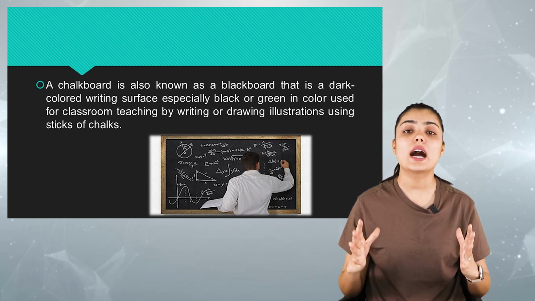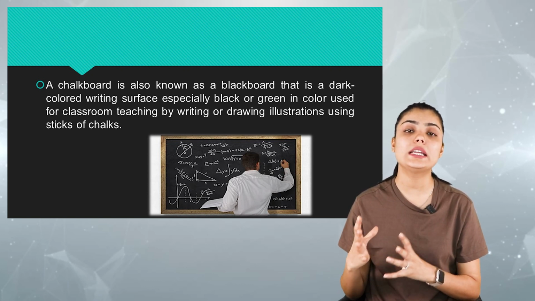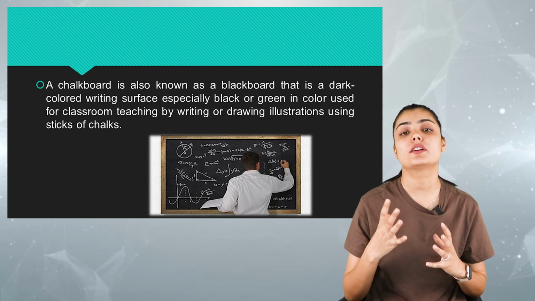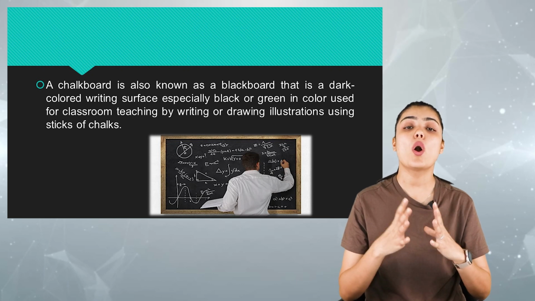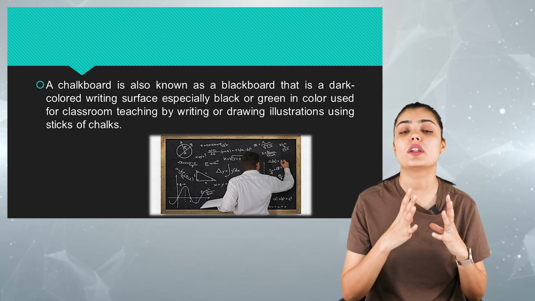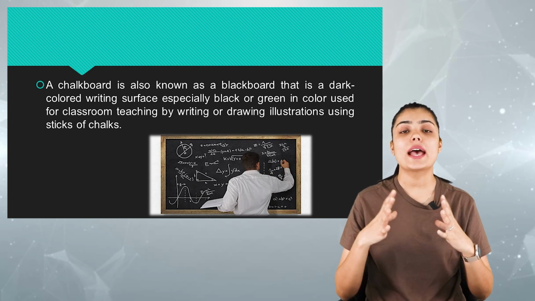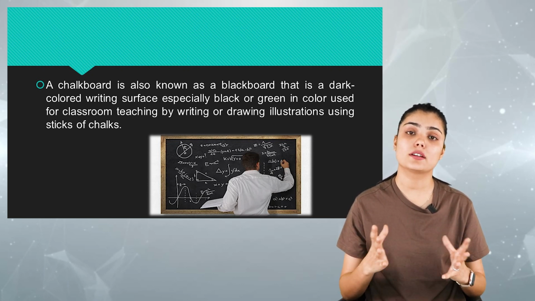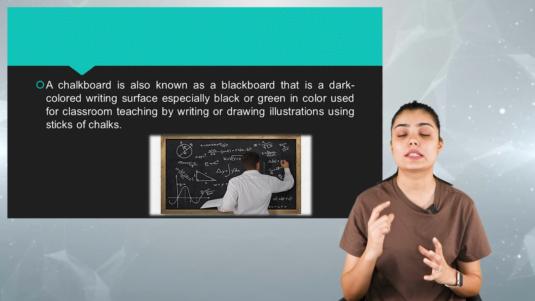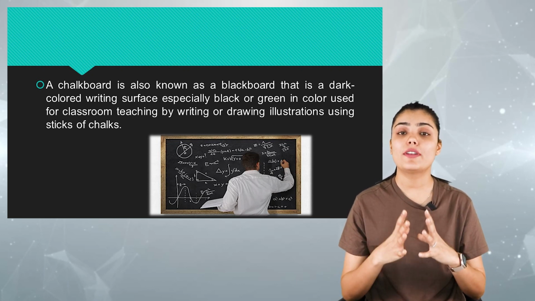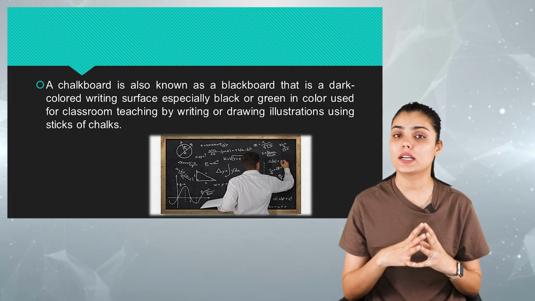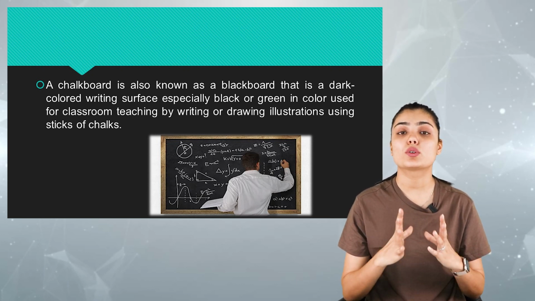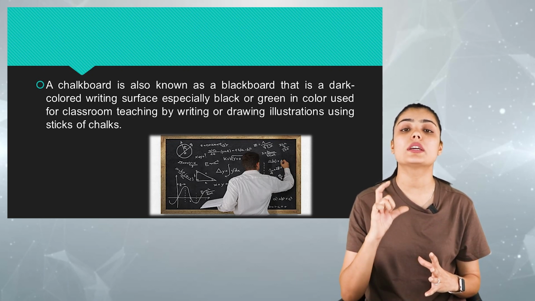It is nothing but a dark colored, usually black or green colored, flat smooth surface which is used by the teacher during the teaching learning process in order to write something or draw something and to illustrate a particular concept or a process. As the term chalkboard suggests, to write on it we need a chalk stick, right? So it is a dark colored flat smooth surface, usually black or green in color, which the teacher uses during the teaching learning process to write down something or to illustrate a particular concept using a chalk stick.